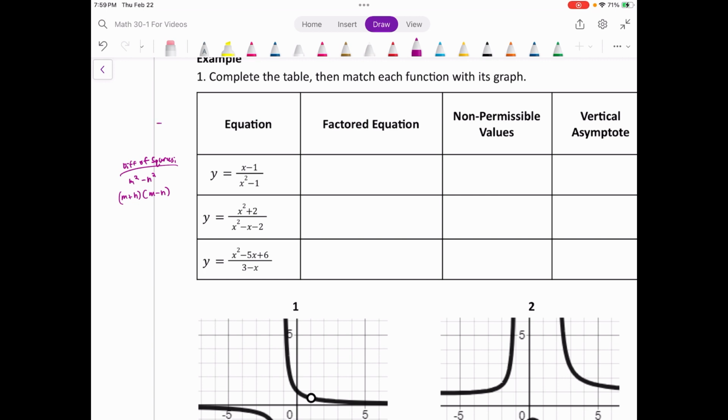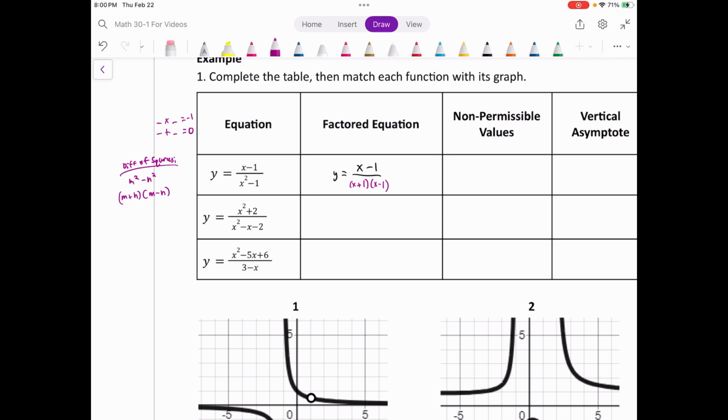You could ask yourself what two numbers multiply to -1 and add to 0. The answer is 1 and -1. I'm going to use the difference of squares here. So I'll say y equals x minus 1 over x squared minus 1. That's just x plus 1 times x minus 1, right? Square root of the first thing plus the square root of the second thing times the square root of the first thing minus the square root of the second thing is how we factor a difference of squares.